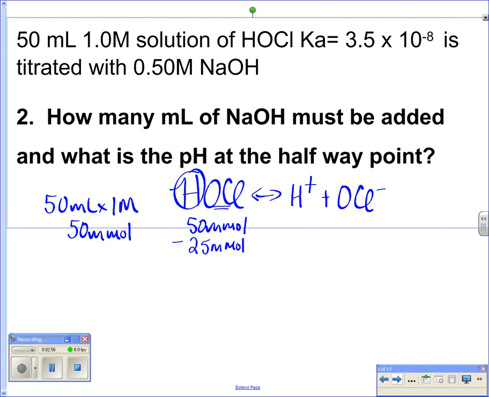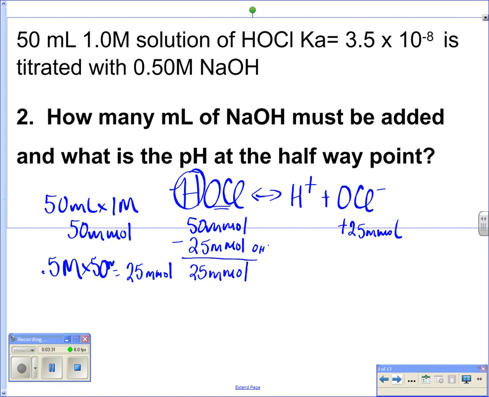So I know over here I'm going to have 25 millimoles of OCl minus in that reaction. So I'm basically reacting the OH here, and I'm going to end up with 25 millimoles of HOCl left, and that's the halfway point. Well, if I have 0.5 molar NaOH, and I want to end up with 25 millimoles, what do I need to multiply by? If I have 50 milliliters, 50 times 0.5 is going to give me 25 millimoles.